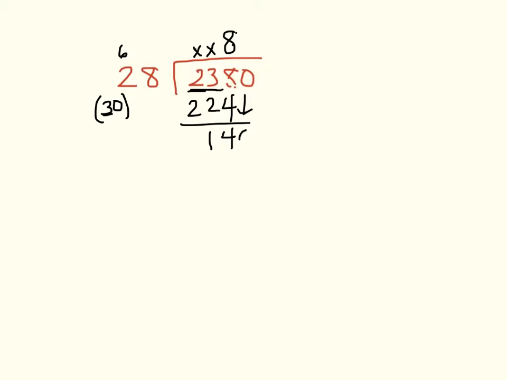I bring down my 0. 3 goes into 14. That's really close to 15, so I'm going to say 5 times. 5 times 8 is 40. 5 times 2 is 10, plus 4 more is 14. I subtract, and there's no remainder.